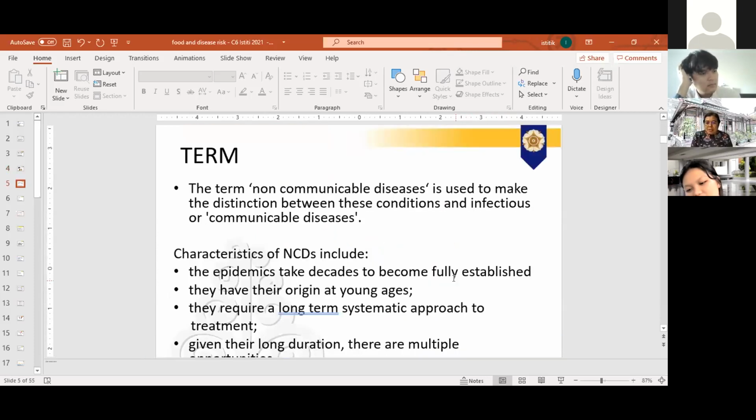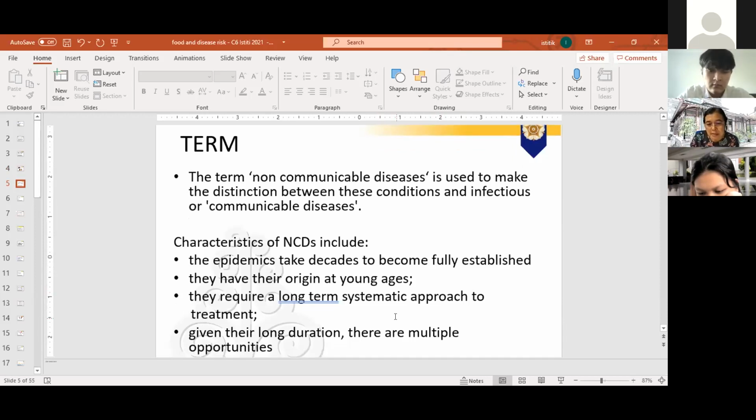The term non-communicable disease we have discussed before. We used to make the distinction between non-communicable conditions and infectious or communicable disease. The characteristic here is that the epidemic takes decades to become fully established and has its origin in young people. We also mentioned before that more young people are going to NCDs. They require a long-term systemic approach to treatment. If you have diabetes or hypertension, you should take medication every time. This is the medical side, a long-term systemic approach. Even with the long duration, there are multiple opportunities.